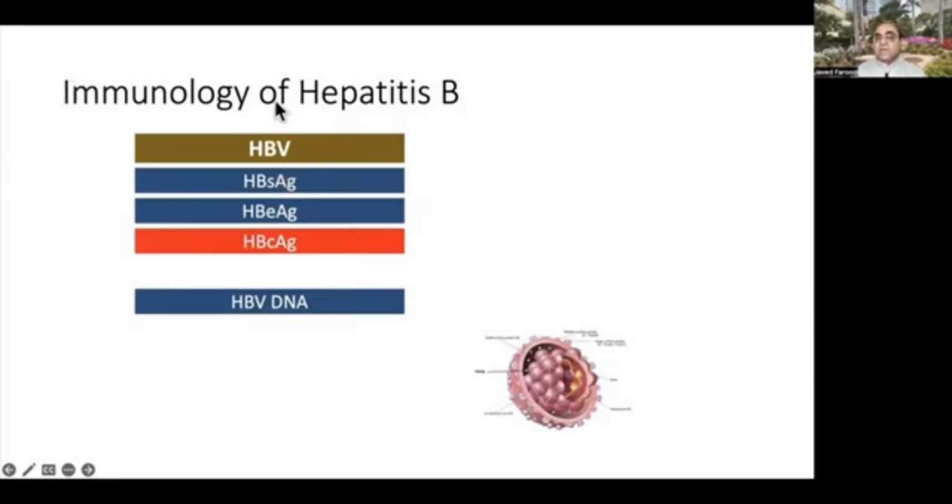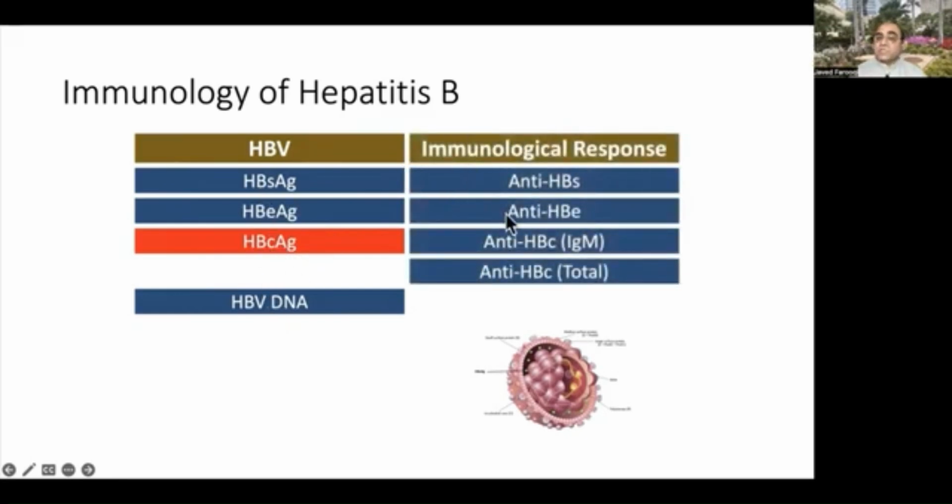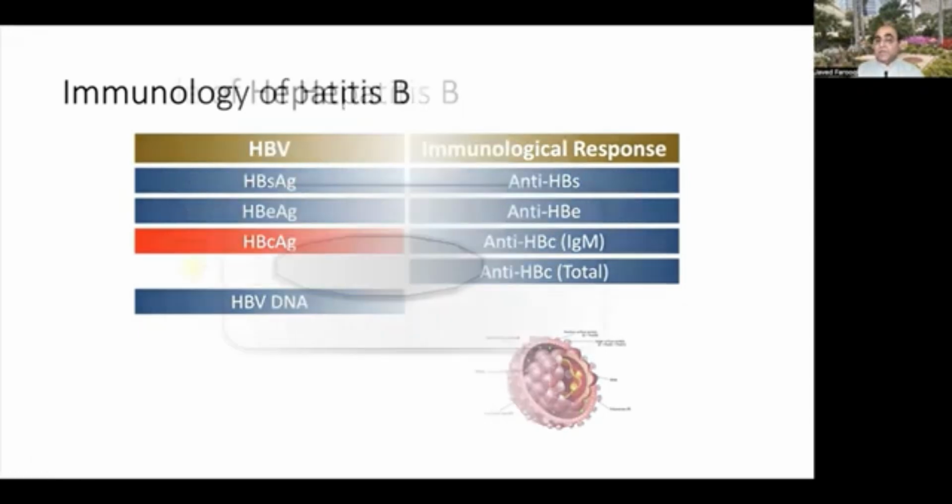So what the hepatitis B virion brings into the body is the HBs antigen, HBe antigen, the core antigen, and the DNA. And what the body responds immunologically, it makes antibodies against HBs antigen, anti-HBs, antibodies against the E antigen, anti-HBe, and antibodies against the core antigen, anti-HBc, IgM and total, and of course DNA. Clinically, we are able to detect these. We haven't been able to detect the core antigen in our clinical practice.